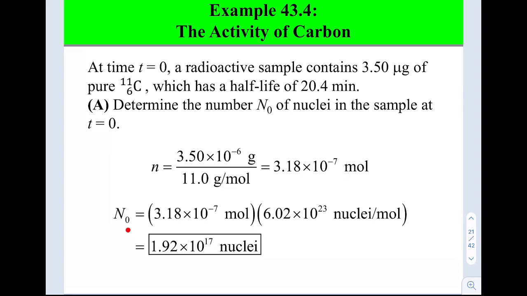Okay, from here, N naught is equivalent to the number of moles times Avogadro's number, because it tells us how many nuclei per mole. So you have 3.18 times 10 to the power of negative 7 mole times 6.02 times 10 to the power of 23 nuclei per mole. The unit of mole cancels out and we are left with nuclei. That is the original number of undecayed nuclei at t equivalent to 0.